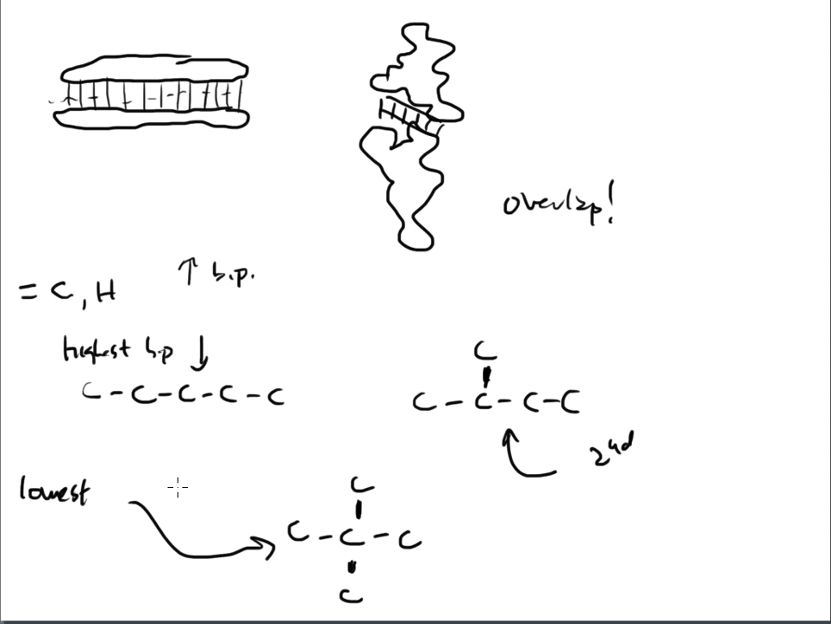That long cigar shape, that long straight chain allows this molecule to overlap much better than some of the others. And when those molecules begin to overlap with each other, it increases the strength, which increases the boiling point. So the highest boiling point out of the three is this one, and the lowest boiling point out of the three is the 2,2-dimethylpropane here at the very bottom.